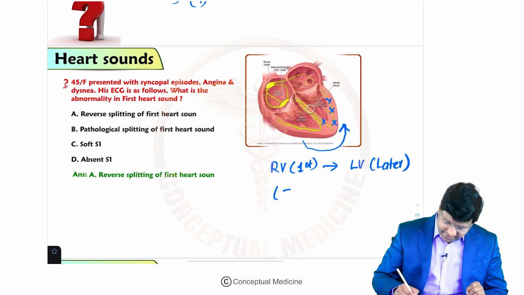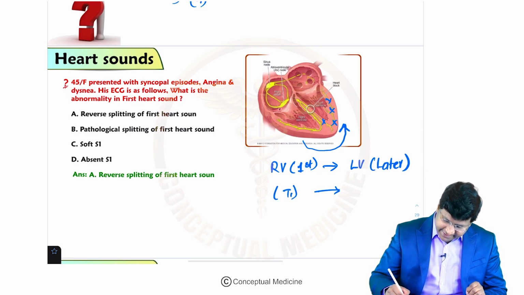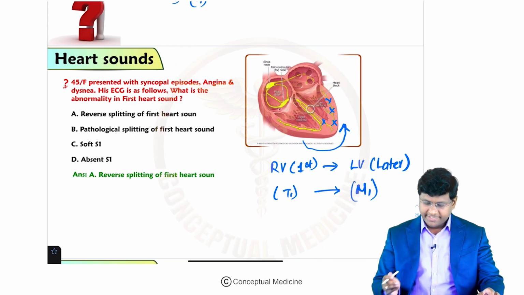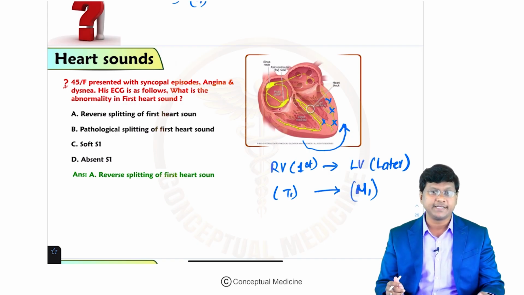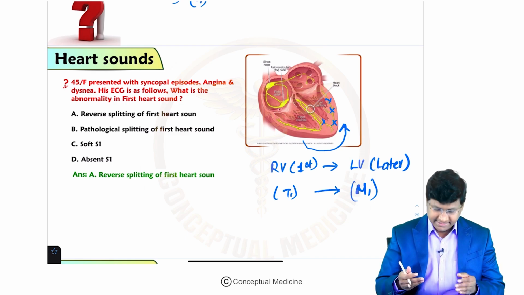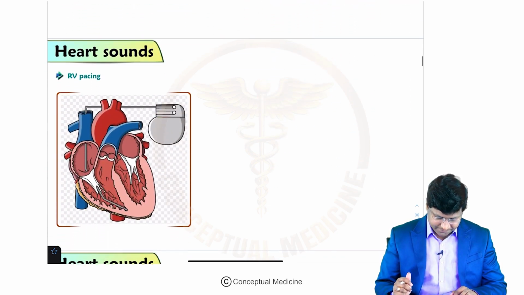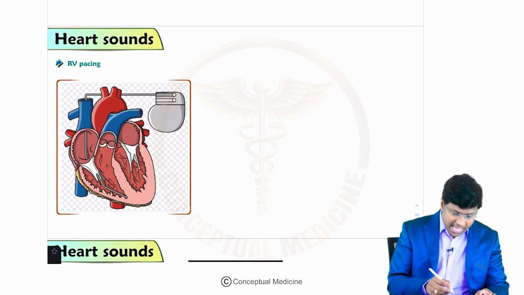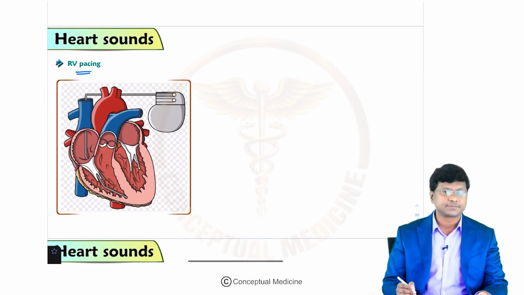So you will have T1 followed by that M1, right? You will have T1 followed by that M1. So this is your reverse splitting of the first heart sound. Then you see the next question, on right ventricular pacing.